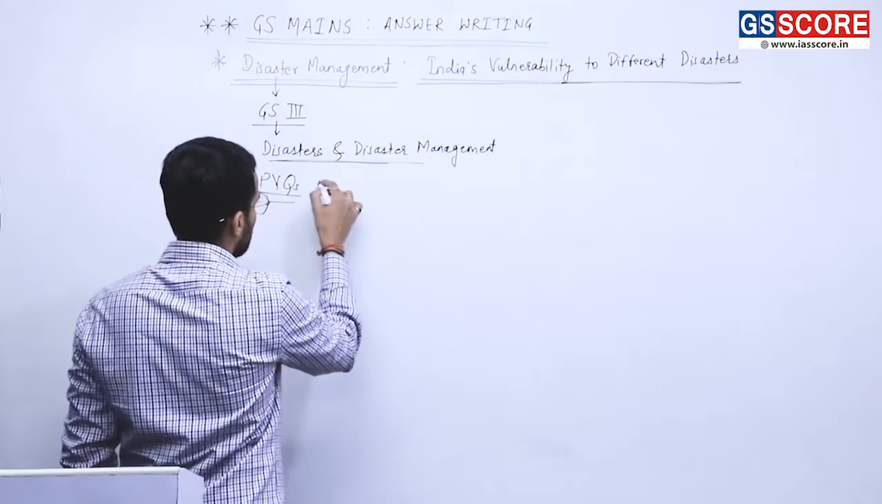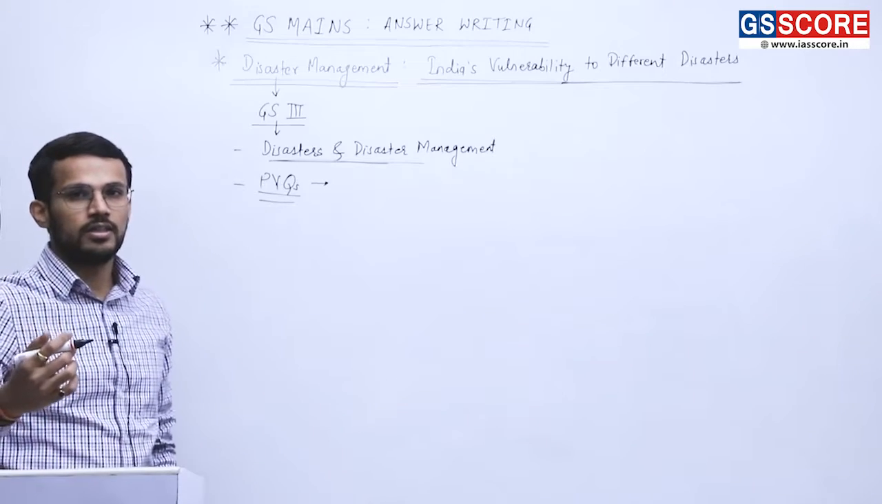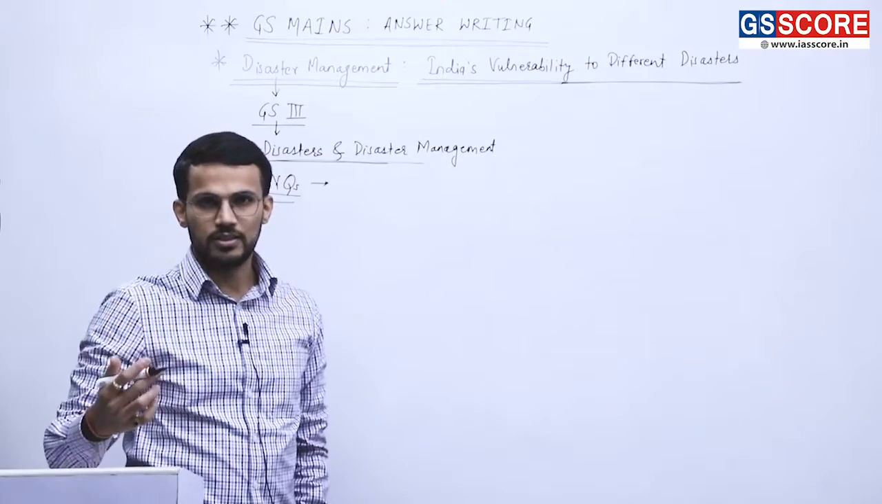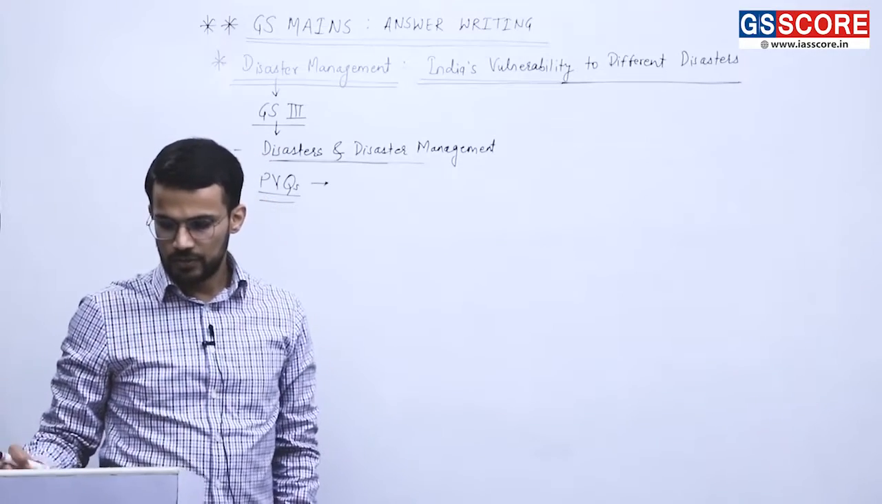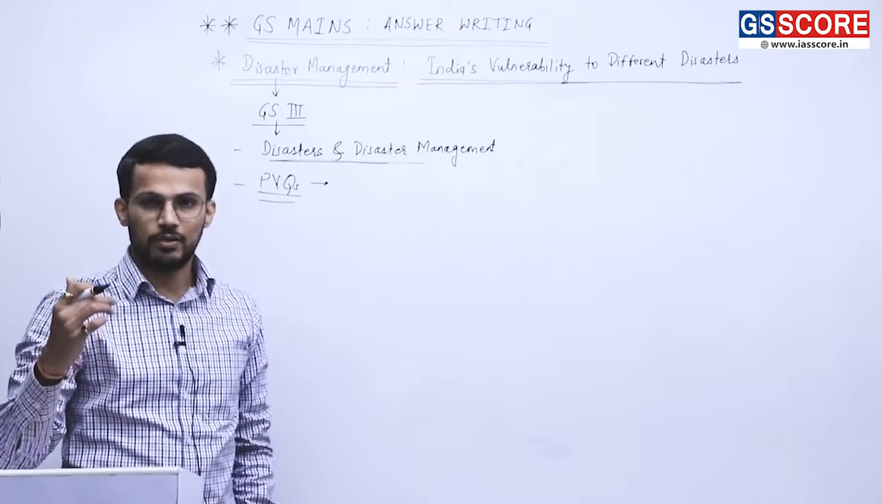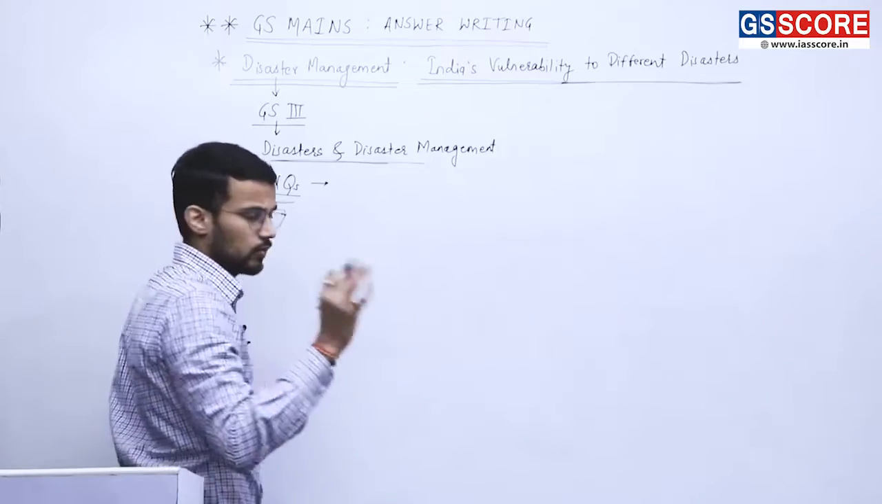If you go through previous year questions, you'll find that under the disaster management heading of general studies paper 3, they have asked questions on different types of disasters. What are the mitigation steps that have been taken by government authorities for the mitigation of disasters, right? And also the disaster management approaches. So three types of questions.